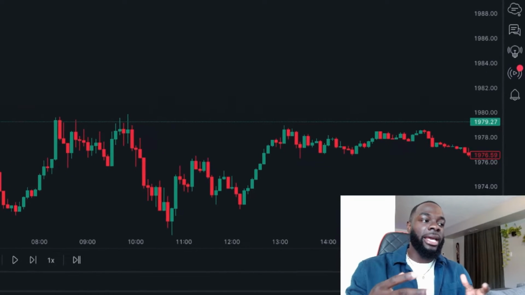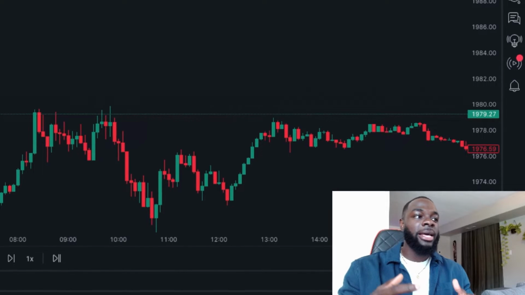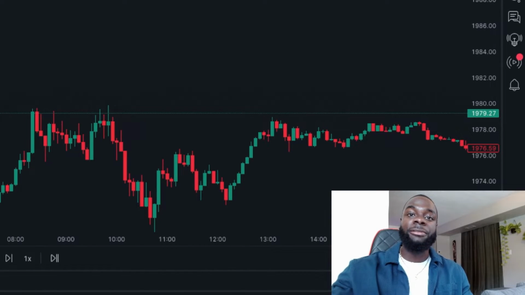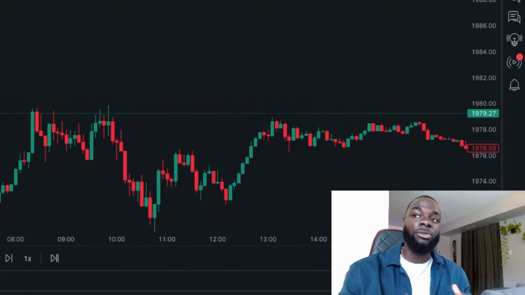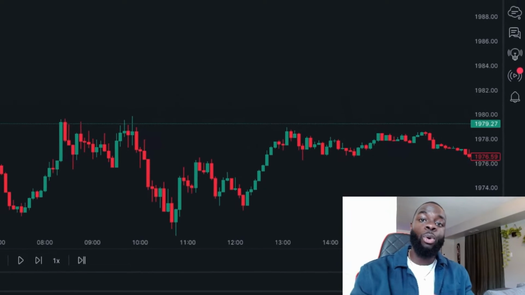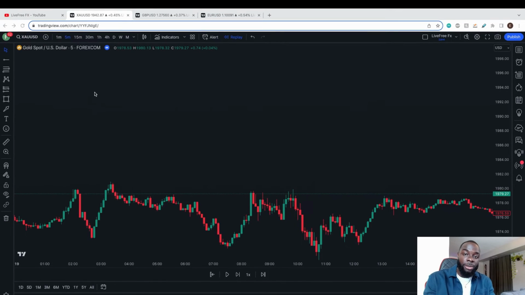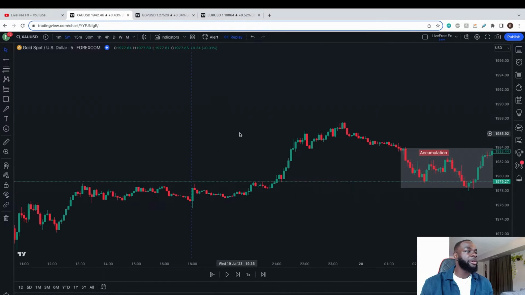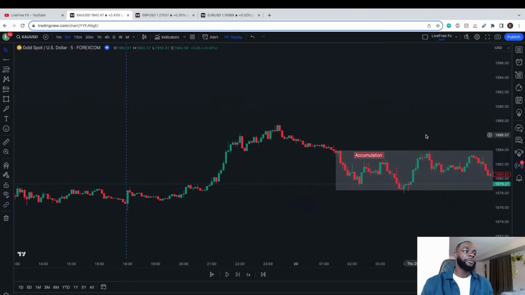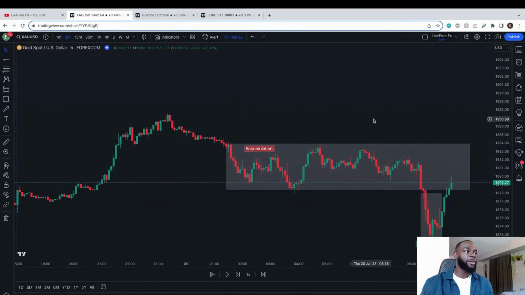So in the market, we know accumulation as consolidation or even a sideways market. But what it really represents is orders flowing into the market, orders being pooled together, waiting for the right time to be distributed. Taking a look at gold on the 5-minute time frame, if you are scalping, you're definitely on the 5-minute or on the 1-minute time frame.